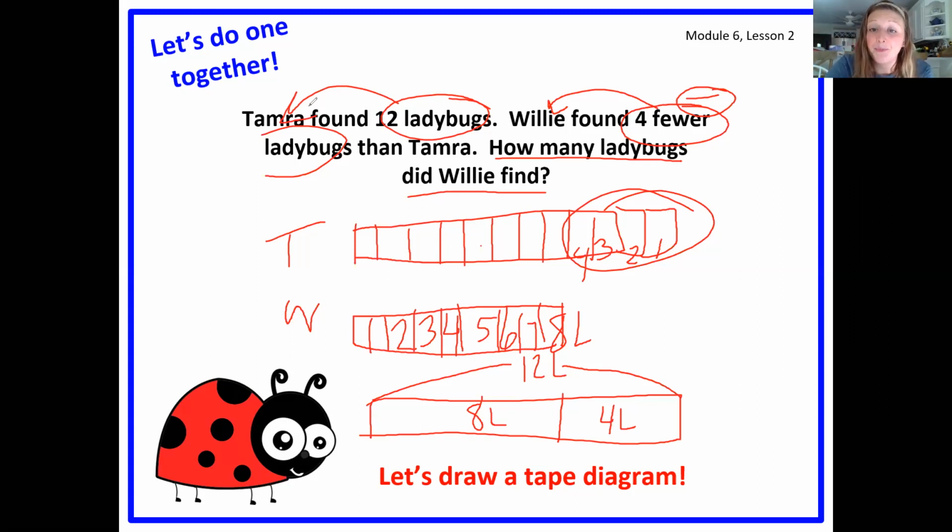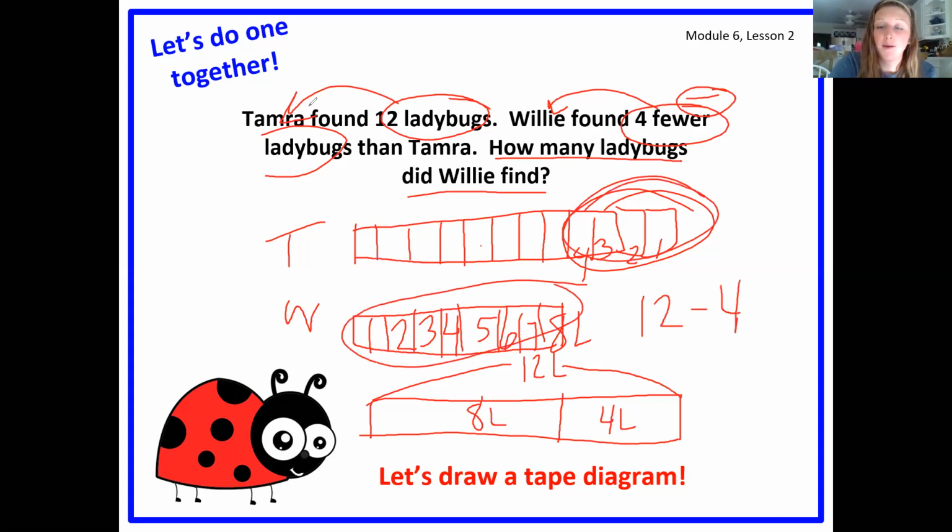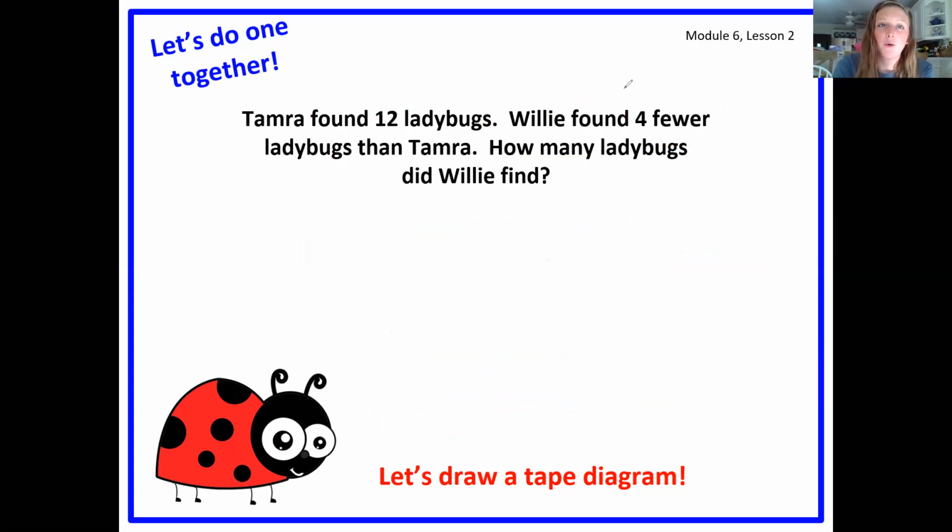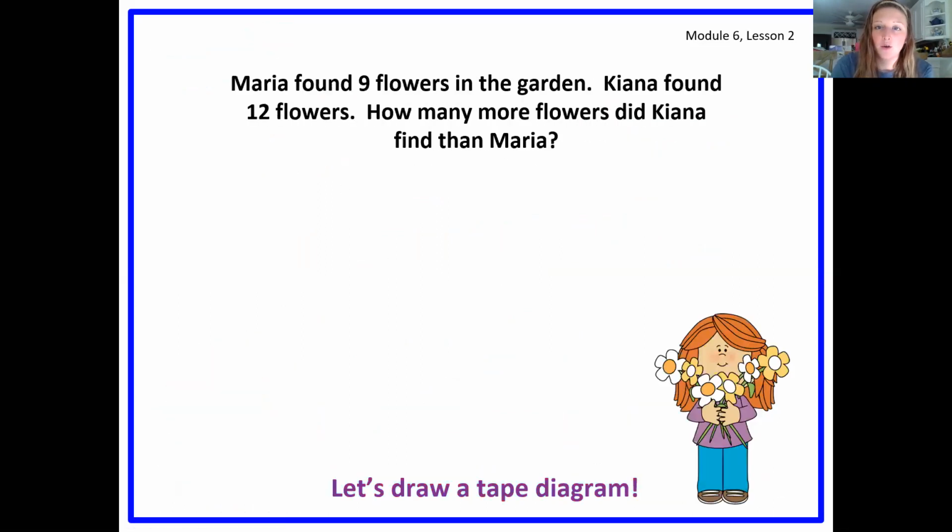I did 12 minus the 4 from this end right here, which left me with the part that Willie had, which was 8 ladybugs. Don't forget your labels and boxing your mystery numbers, okay? So what we are going to do next is one more before we move on to our practice set today, our problem set.